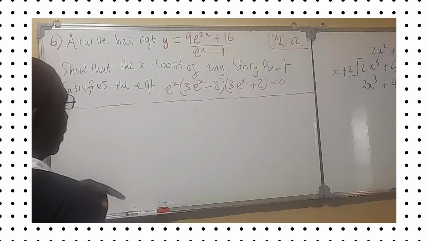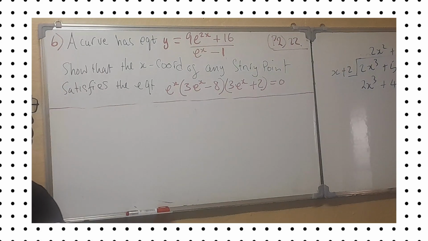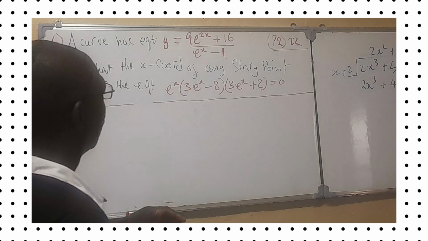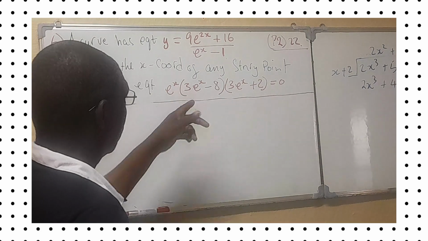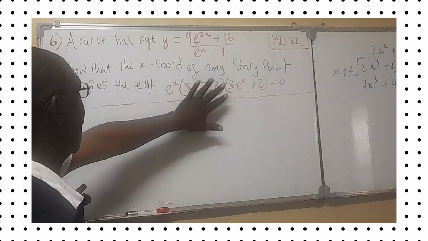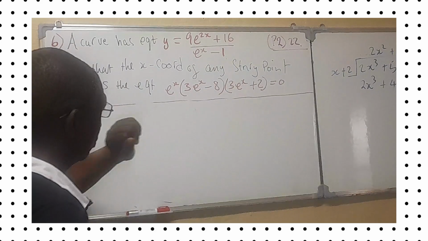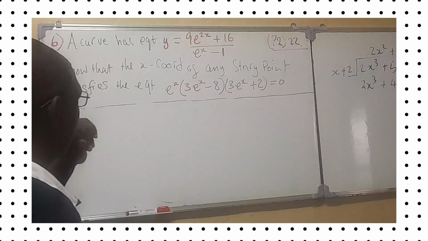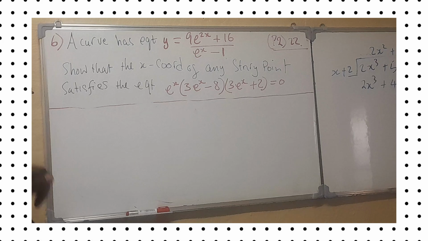Now since they are talking of a stationary point, or a maximum or minimum point, we're not so sure what kind of a point it is, but it's a turning point. We need to ask ourselves, what do we know about stationary points? Well, we know that dy/dx at a stationary point is equal to 0. So why don't we find dy/dx?